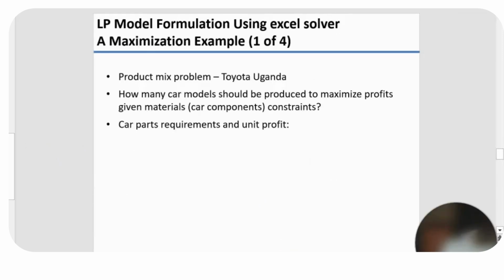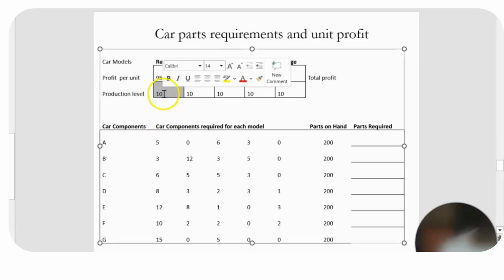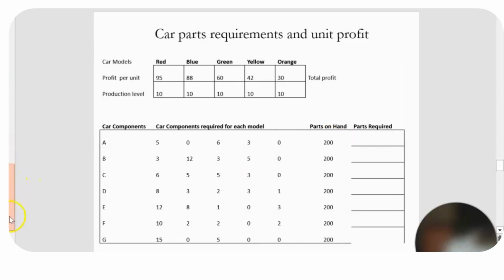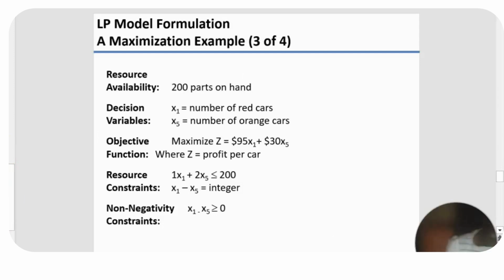So we have a problem here, the product mix problem. Here we are asking ourselves, as Toyota Uganda, how many car models should be produced to maximize profits given the materials? Much as we have an unstructured problem here, we are still assuming a production level of 10 per each car model, with these profits per unit of each car model. We want Solver to determine the exact amount of each car model that we need to produce to maximize profit while fitting within our available resources, and those are the parts on hand.